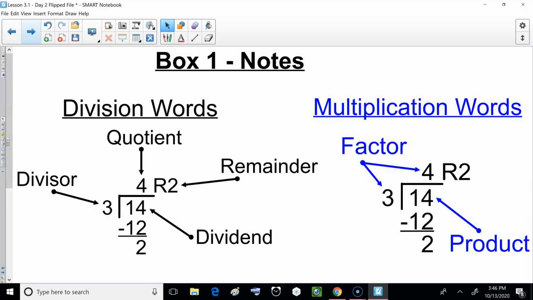And now here's kind of the difference today, how the division word problems get related to multiplication words. So the factors in multiplication, the 3 and the 4, are the divisor, which is what we're dividing by, and 4 is a quotient, which is our answer. And then the product is the dividend in a division problem. So in a sense, they're the same thing, but when you do different operations, they have different vocabulary words that go with them. So we're going to make sure we keep those words fresh in our mind, so we know what words we're talking about.